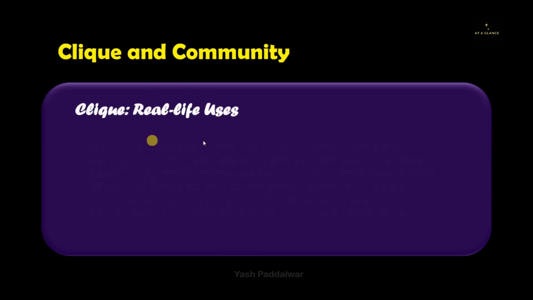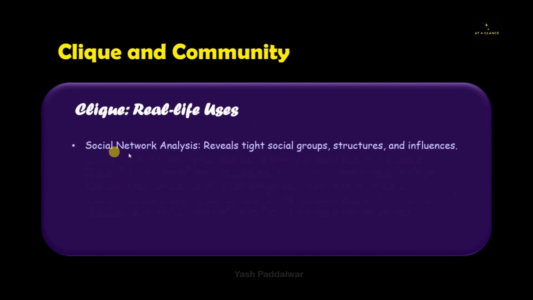Now we will see some real life use cases of the clique. Now, clique is used in social network analysis widely. It reveals the tight social groups, that means those groups which have stronger relationships between each other, their structures as well as the influences they have on the other groups. As I said already, it is also used for community detection. It identifies the related groups using cliques. And the method that is used for community detection is the clique percolation method, which we are going to look into later on.